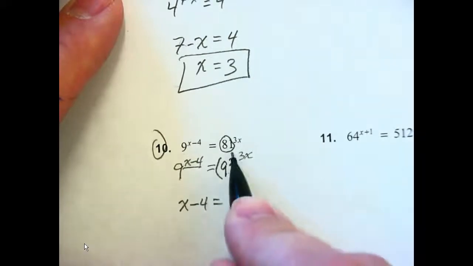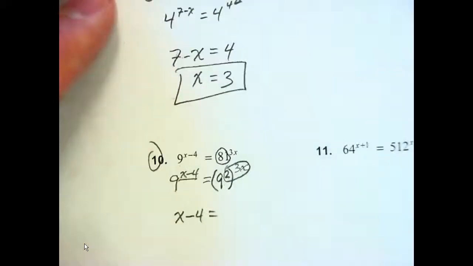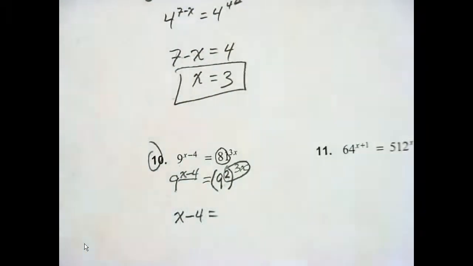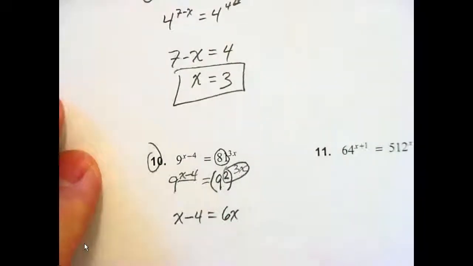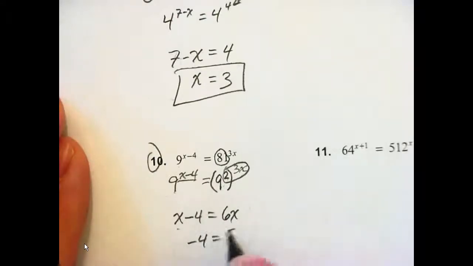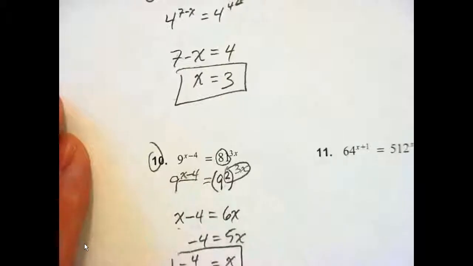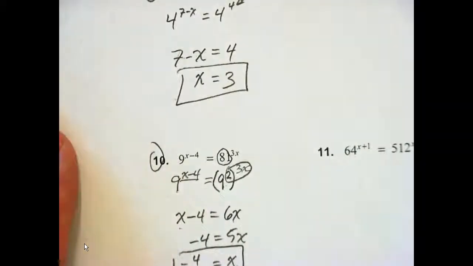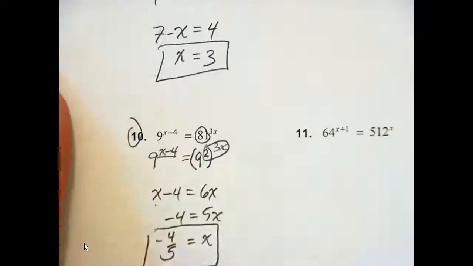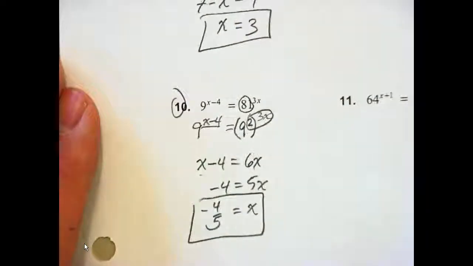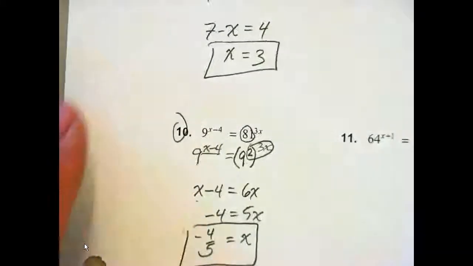What is this power? Talk with your neighbor. What's that power? 6x. As a power to a power, so it is 6x. Subtract our x over. Divide by 5. Okay? Negative 4/5 there.